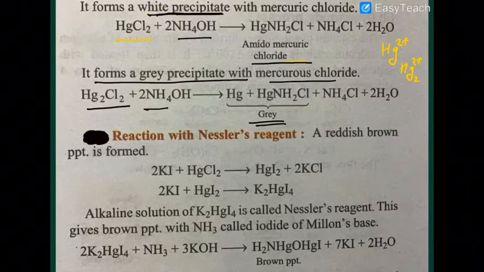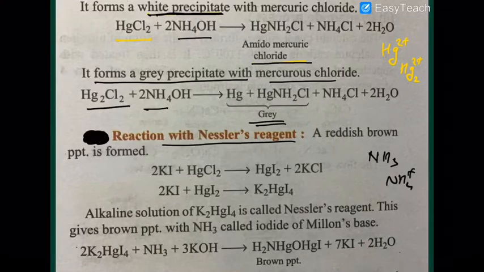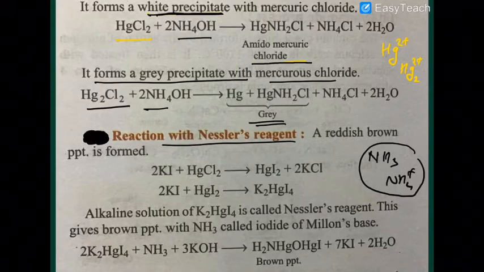Next is the test of ammonia or ammonium cation. The next reaction is the test of ammonia or ammonium cation. What happens is that when KI reacts with HgCl2, it forms Nessler reagent, that is K2HgI4.